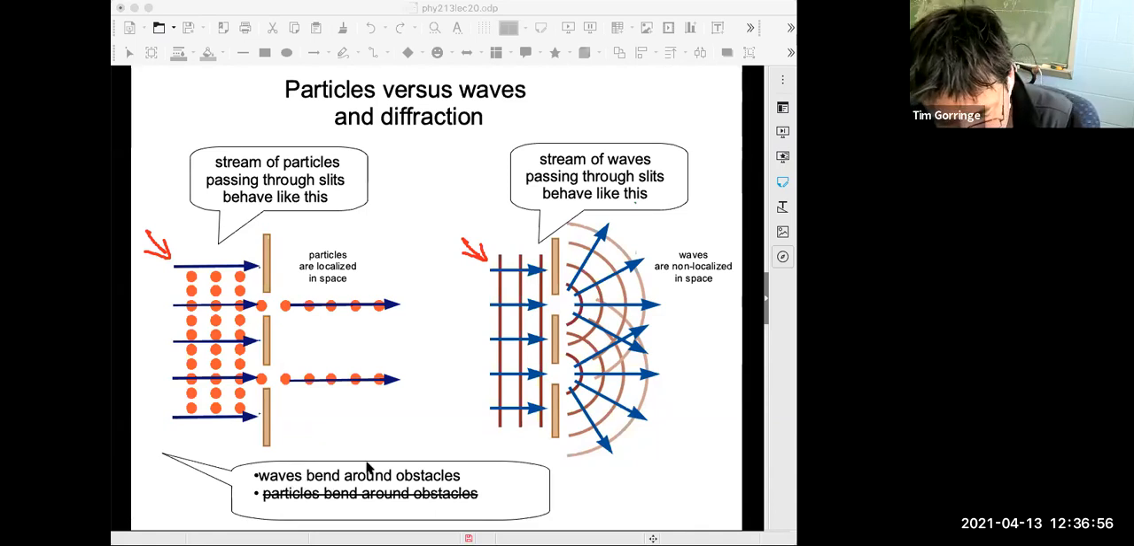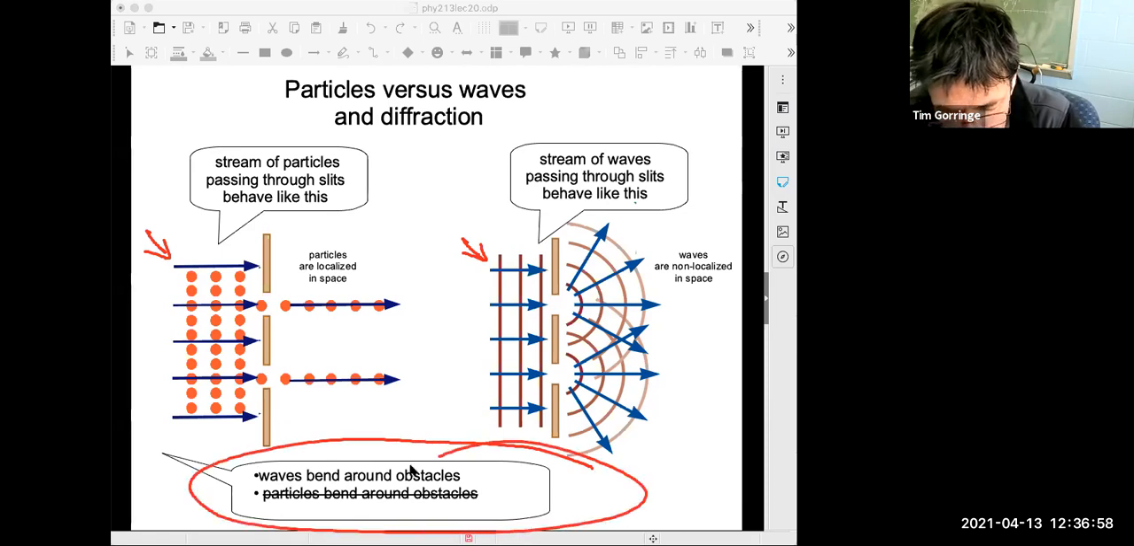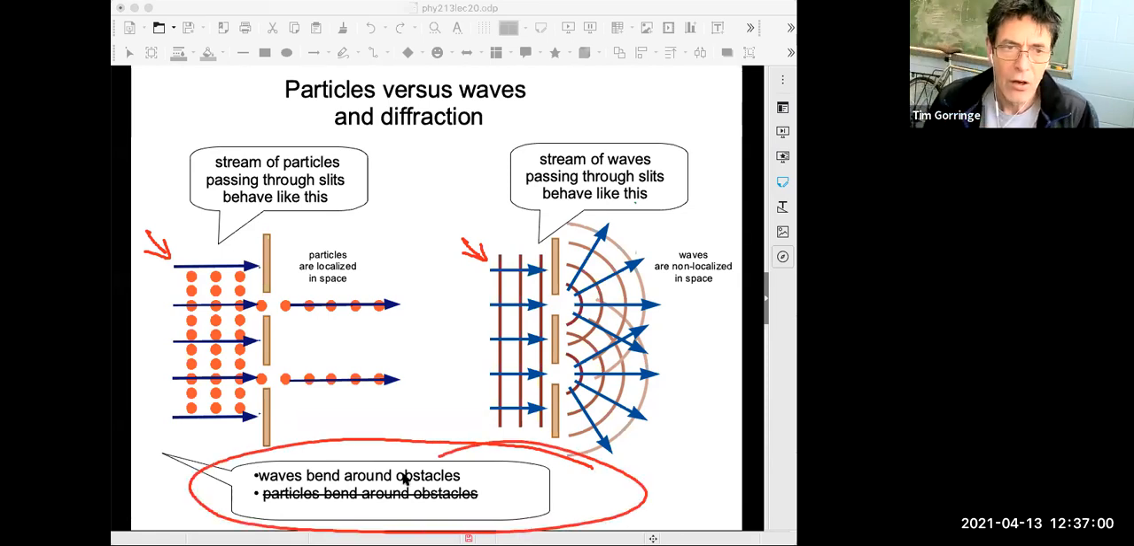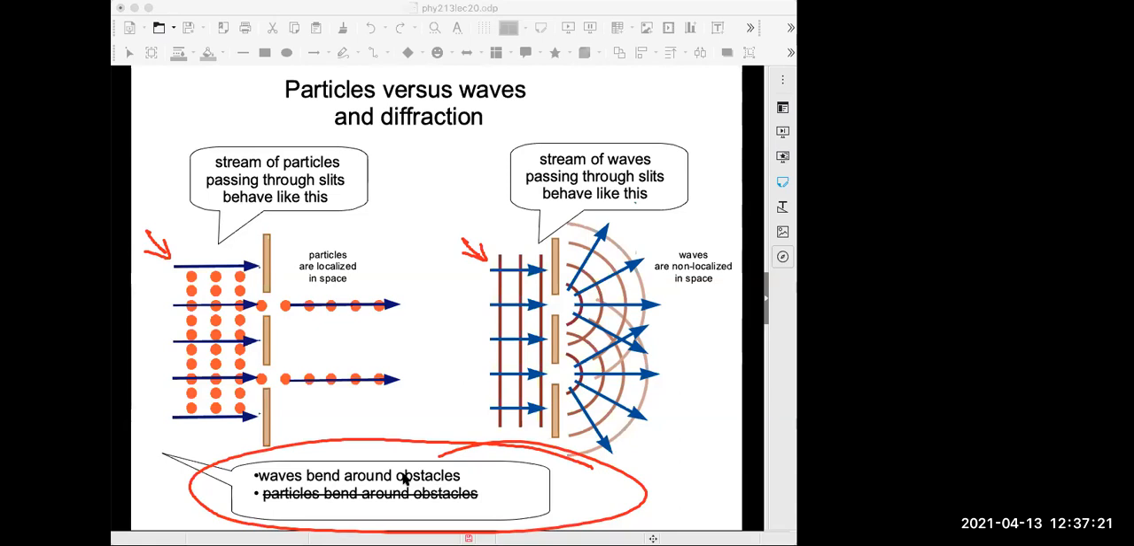So in short, I wrote down here, waves can bend around obstacles. The waves are bending around these slits. Particles don't bend around obstacles. The particles are not bending around these slits. And so this is a big difference between particles and waves. This is the wave property of diffraction. So that's what I've introduced here.